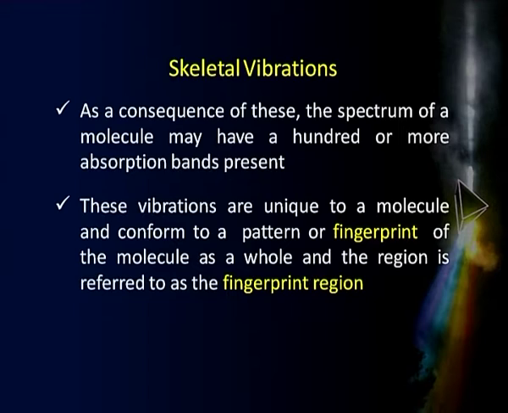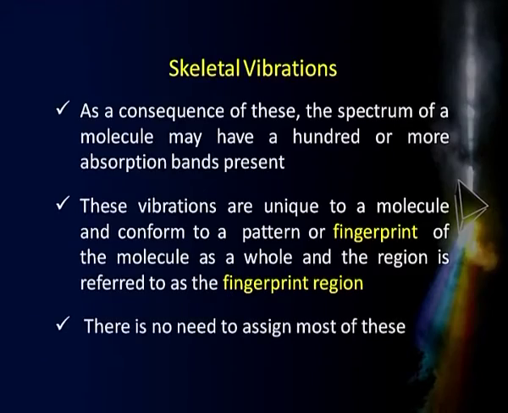This region from 1500 to 650 cm⁻¹ is called the fingerprint region. It is like the fingerprints we talk about in human beings, because the fingerprints of two different human beings do not match. The same is true of molecules also. This region has a very important application in the determination of the structure of molecules. We touch upon that a little later.